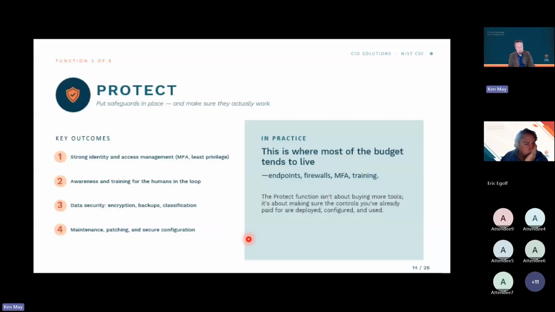This is where a lot of the budget and a lot of the time typically goes in an overall holistic cybersecurity solution for a company. It's the endpoints, the firewalls, it's the training. It's not just about buying tools and tossing them in there, throwing money at it, but making sure that everything is configured properly, being used and working together.